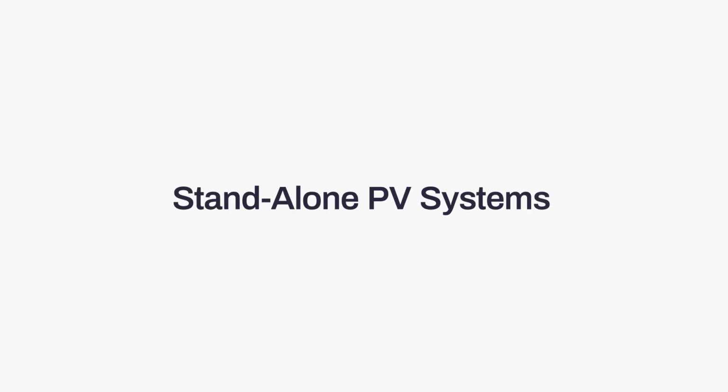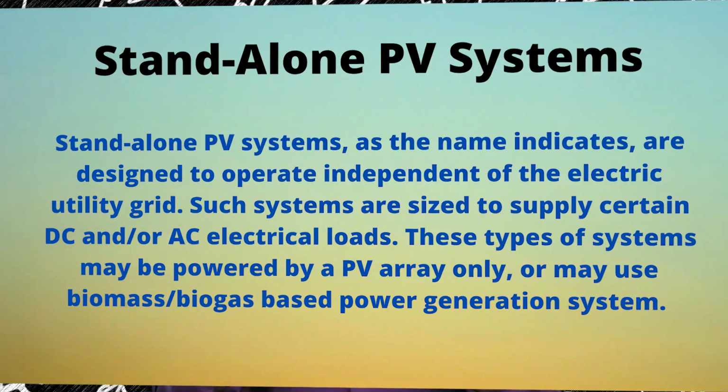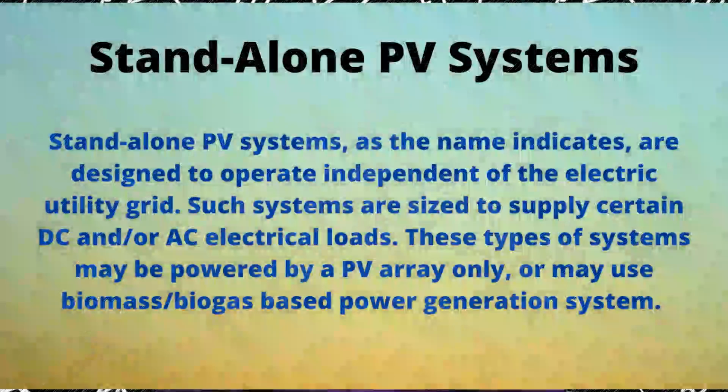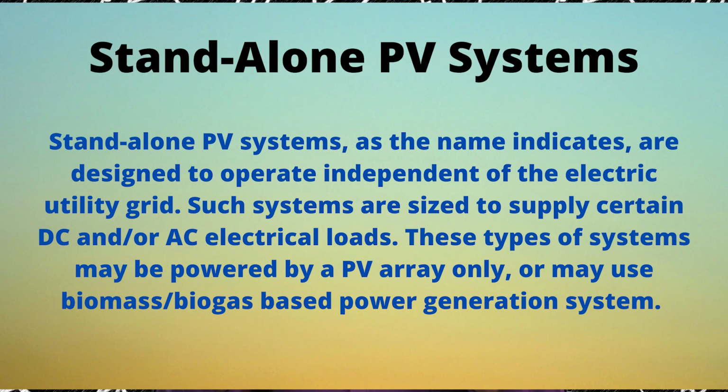Now we have to understand the standalone PV system. As the name indicates, standalone PV systems are designed to operate independent of the electric utility grid. That means there is no grid in the picture when you are using a standalone PV system. Such systems are sized to supply certain DC or AC electrical loads.